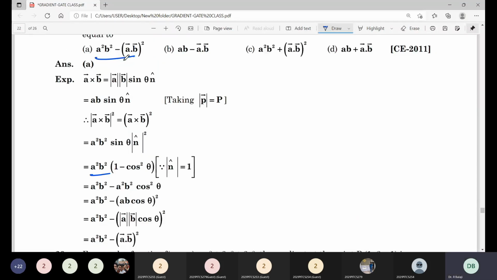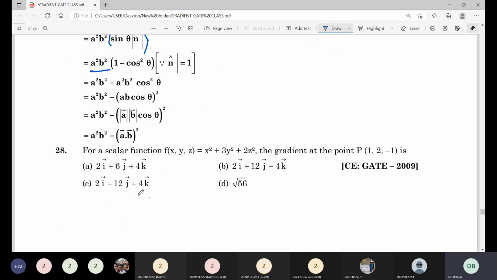Once again, I'm repeating. By using this formula, we are writing the answer. Sine square is nothing but, since n cap is 1, sine square theta can be written as 1 minus cos square theta. And finally, we are getting this answer.